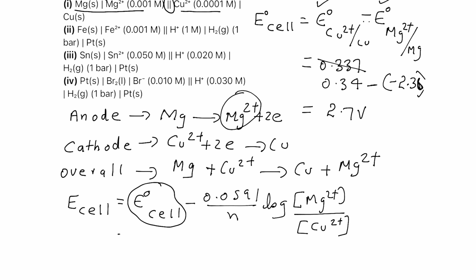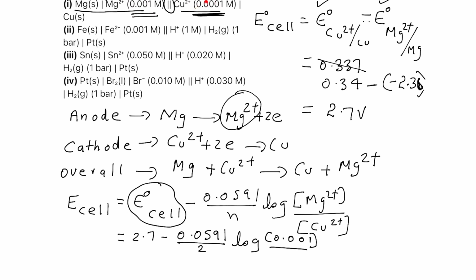Now we can substitute the values and find E cell. E0 cell is 2.7 volt minus 0.0591 by n. What is n? Very clear, right? 2 electrons are involved, so 2, log concentration of Mg2+. What is that? 0.001. It is clear from the question, right? 0.001 by, what is the concentration of copper? See here, you can see, it is 0.0001. Correct, right? Now we can solve this. You will get the answer.